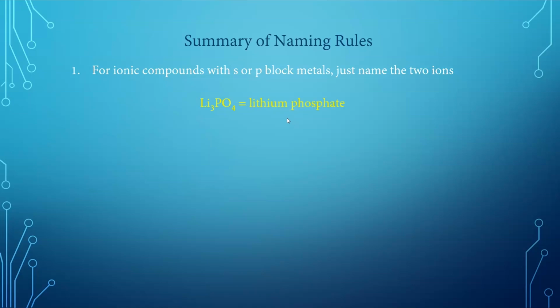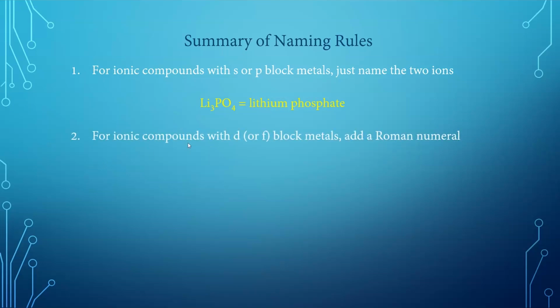No Roman numerals, no prefixes. Students love to put prefixes in ionic compounds. Don't do that. Do not call this trilithium phosphate. That is a very common mistake. Only use the prefixes if it is a covalent compound.